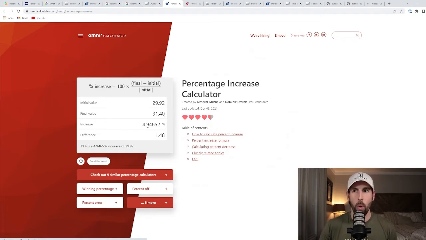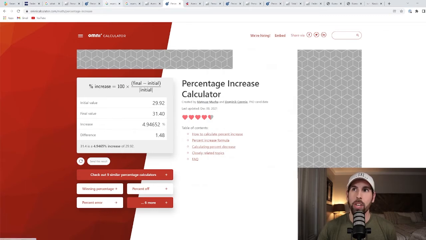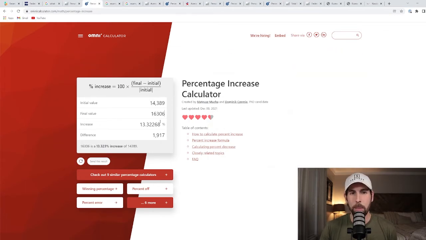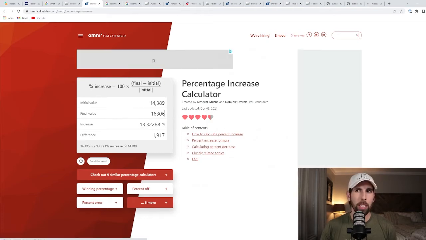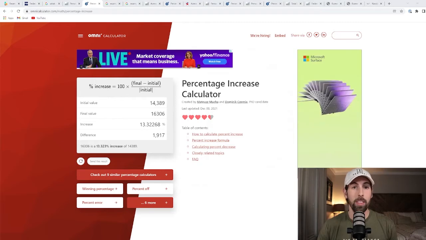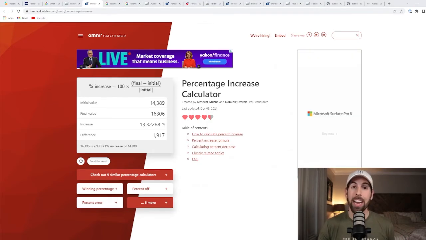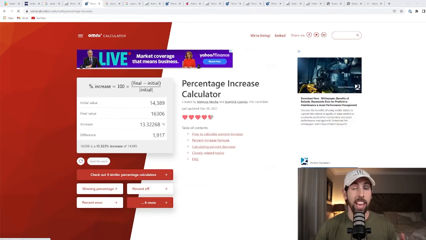Now, we got a 5% increase in wages, but what if we go back to our PCE, personal consumption expenditures? That increased by almost 14%, not really, 13.3%. So this is an important factor to consider. This means we're literally buying more with less money. Let's break this down just a little bit further.